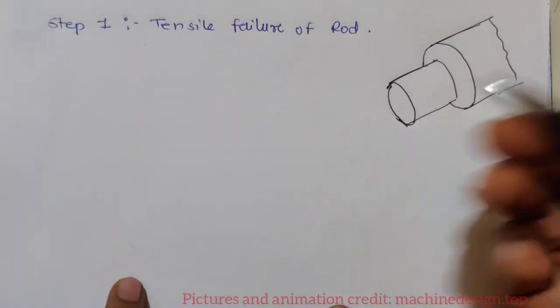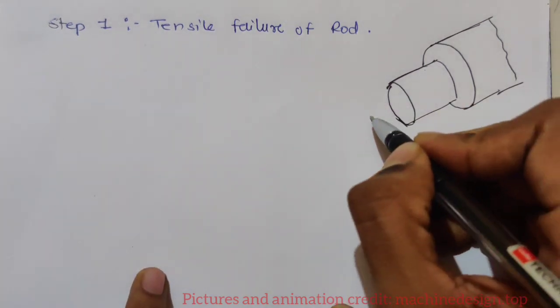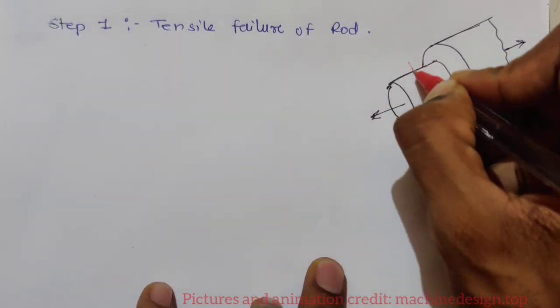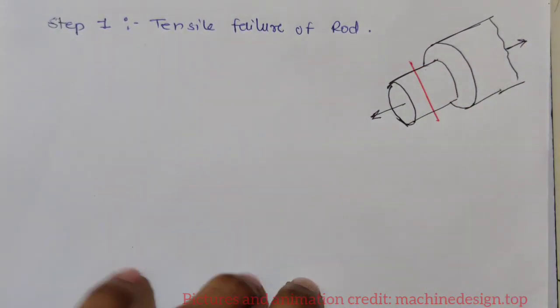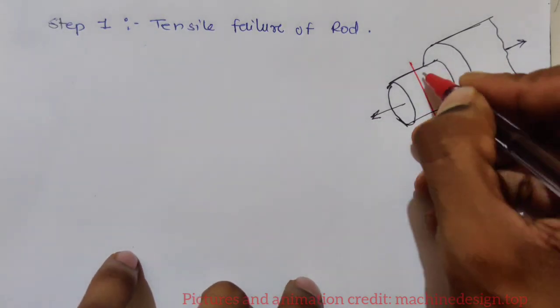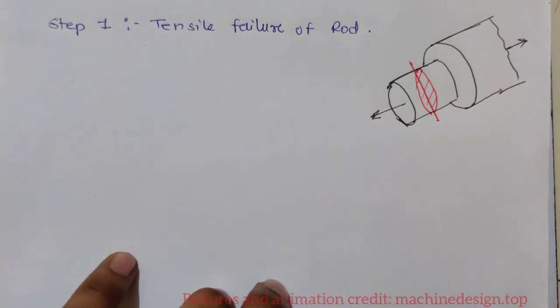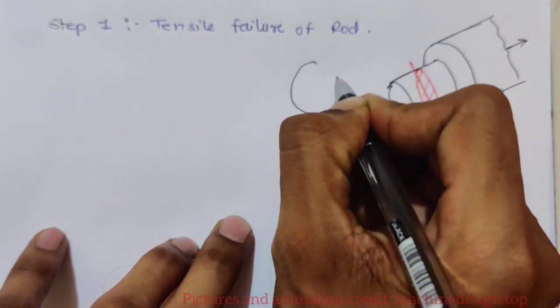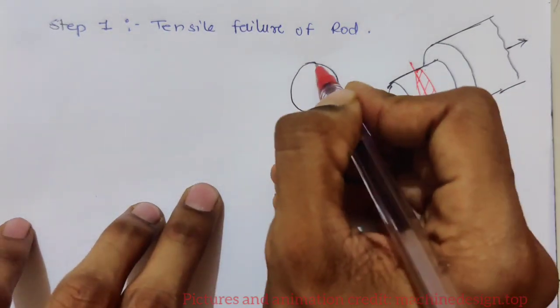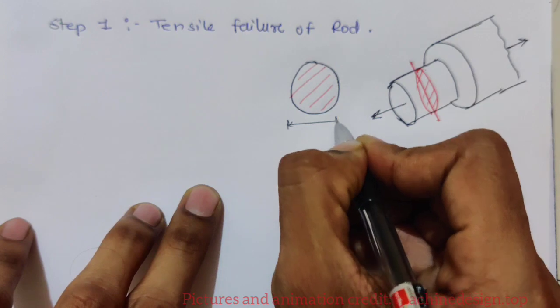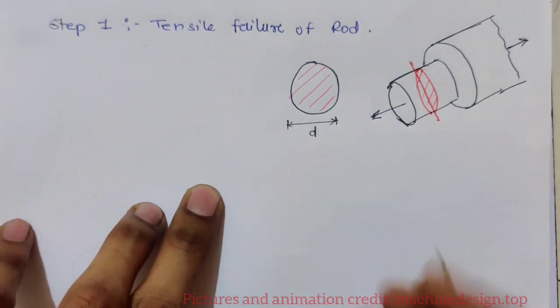Okay, so this is spigot or socket, whatever you can consider, and load is at this point. So it is breaking at this point. Okay, so failure area is something like this. So I'm just drawing here. This you can draw in exam: just a simple circle and failure area with diameter of rod, that is D.